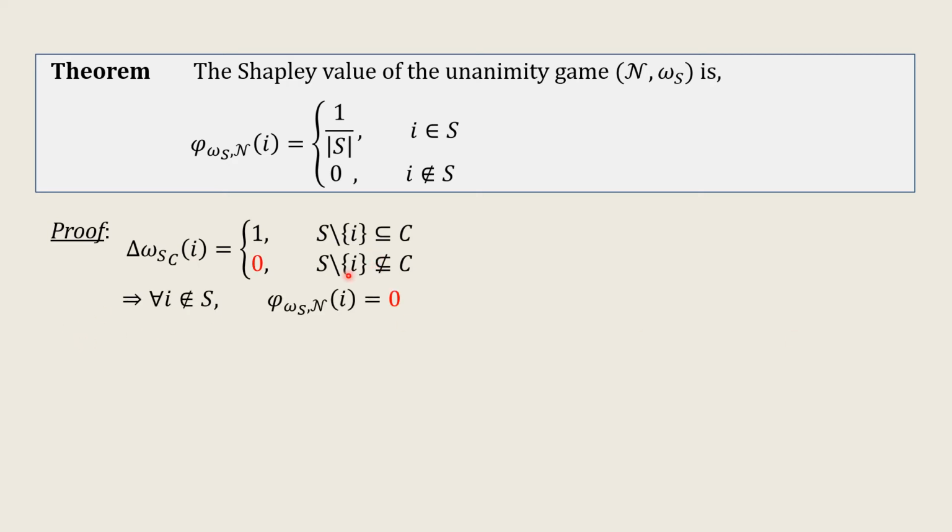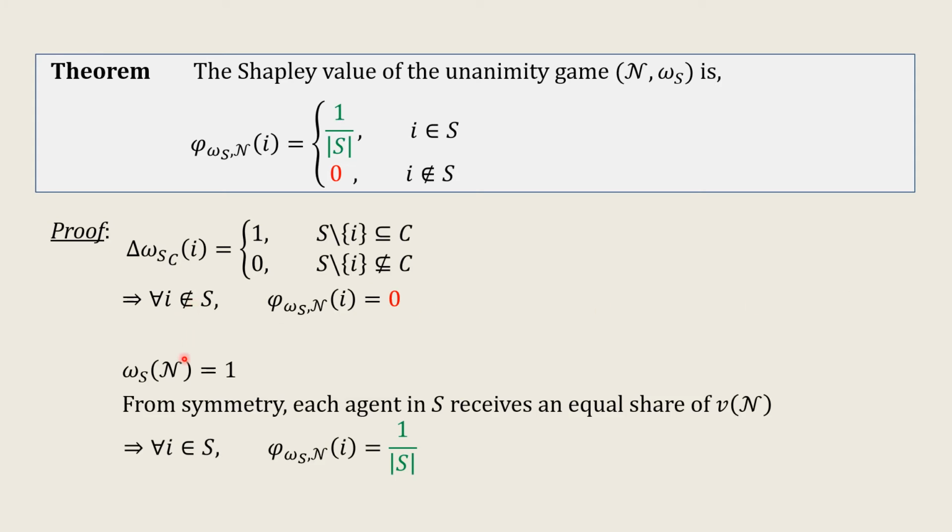Therefore, let's consider this case here. This is when I is not a part of S. In this case, the marginal contribution of I is always 0, whence the Shapley value of agent I is equal to 0. So this is the situation where the Shapley value of the agent is equal to 0. That's when I does not belong to S.